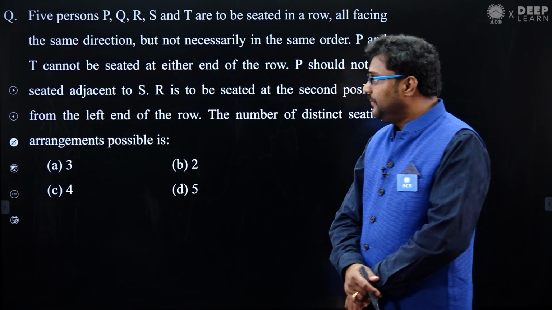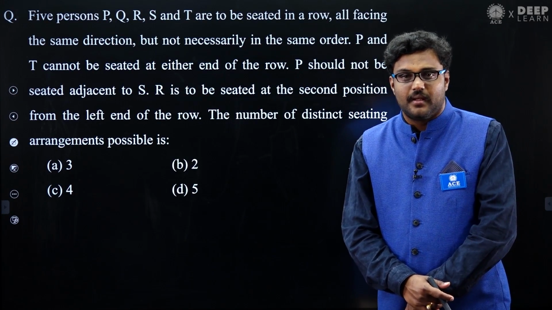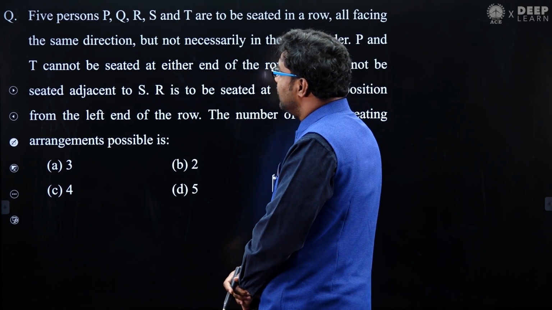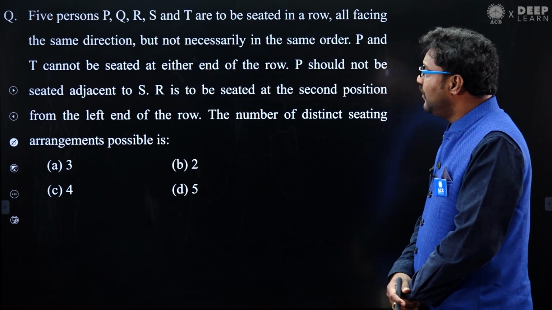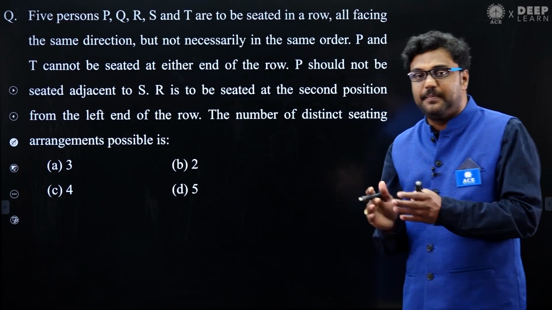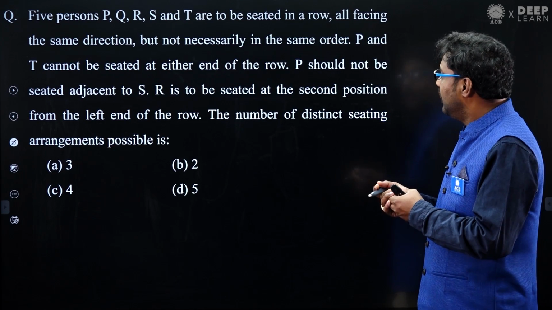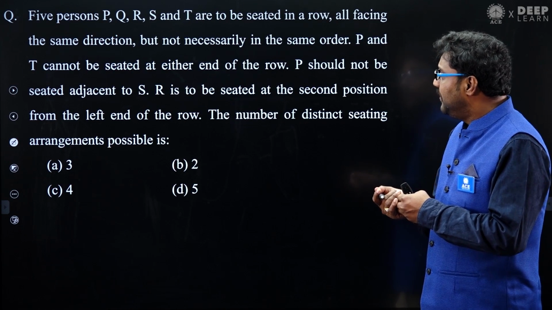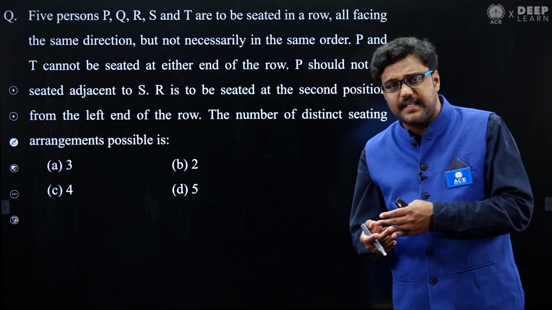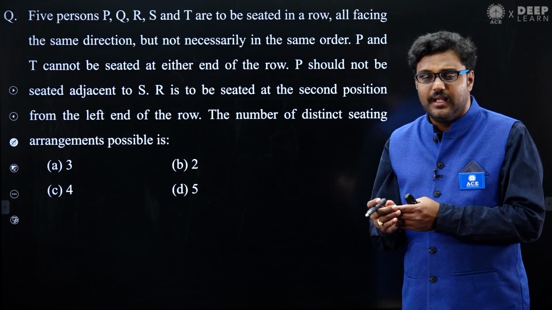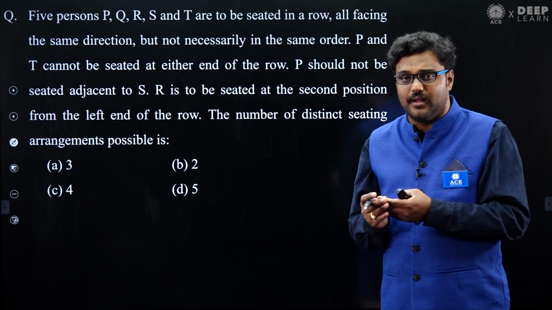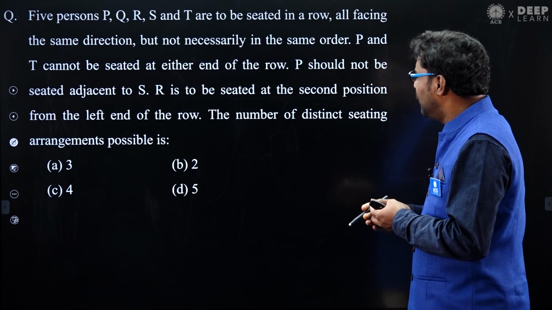Now see the next question, seating arrangements. They are given some conditions. See this: 5 persons P, Q, R, S and T are to be seated in a row. So we have to place 5 persons in a row, all facing the same direction but not necessarily in the same order. We'll consider by default that all are facing towards north. For easy understanding, your right will be right and your left will be left if you are facing towards north.